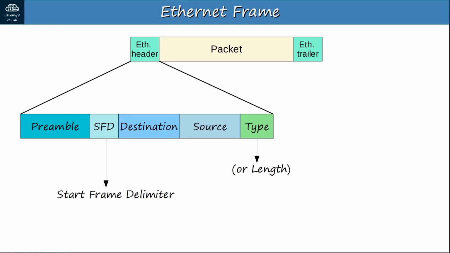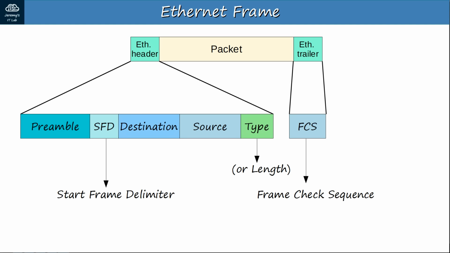Now, the Ethernet trailer has only one field. That's the FCS, which stands for Frame Check Sequence. It's used by the receiving device to detect any errors that might have occurred in transmission. Okay, now let's take a look at these fields in more detail, starting with the preamble and start frame delimiter.